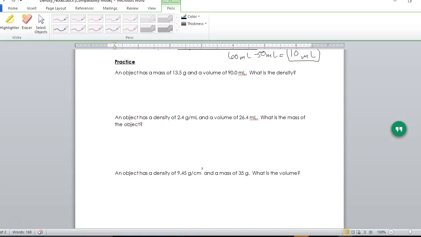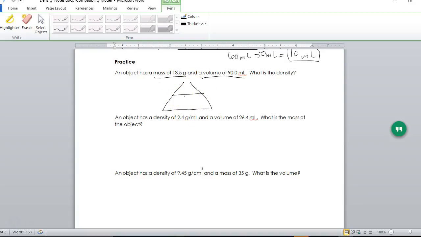But to get some practice here with calculating density, you can use either the equation or the triangle. I'm going to use the triangle just to kind of get you guys started with solving these for your algebra here. So an object has a mass of 13.5 grams and a volume of 90 milliliters. What is the density?